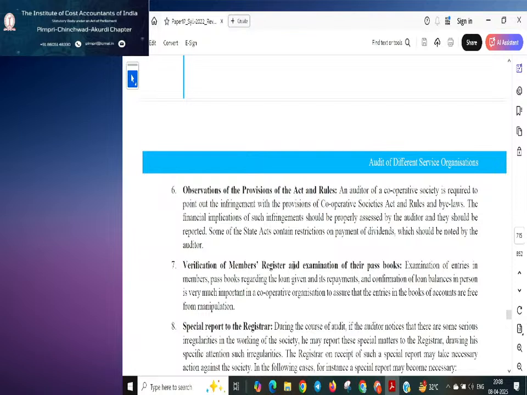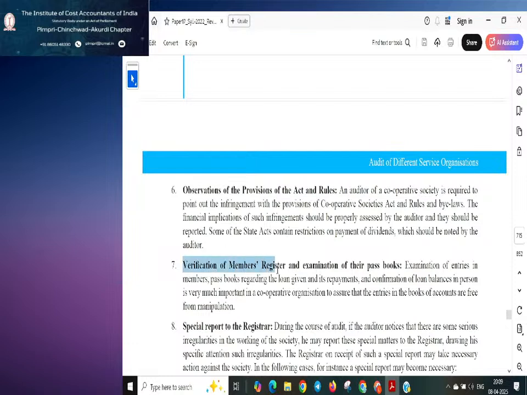Then observations of the provisions of the Act and the rules. What should an auditor of a cooperative society do? He should point out the infringement of the provisions of the Cooperative Society Acts, rules and bylaws. And the financial implications of such infringements should be properly assessed. This is very, very important. Some of the state acts contain restrictions on payment of dividends, which should be noted by the auditor. It's not like all cooperative societies pay dividends.